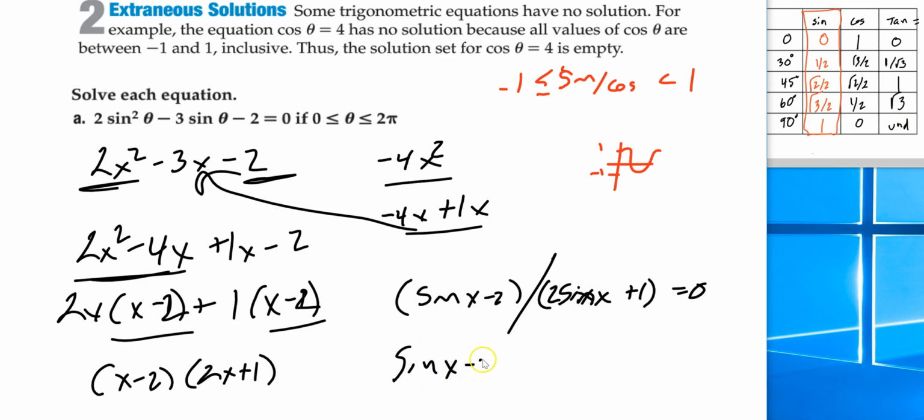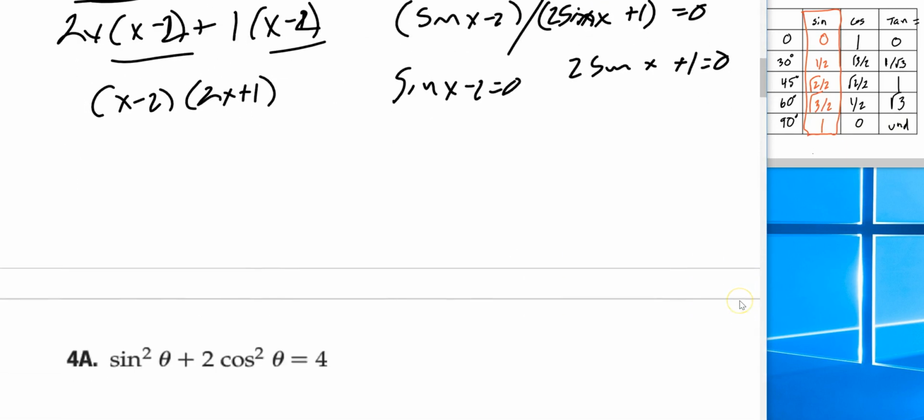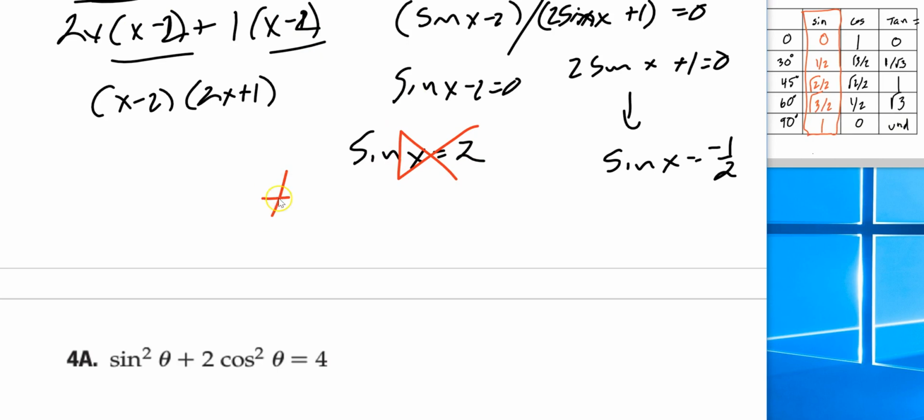Sine x minus 2 equals 0. 2 sine x plus 1 equals 0. So I get sine x equals 2. And then for this one, subtract 1, divide by 2: sine x equals -1/2. So sine x equals 2 you cannot solve. It's too big. You can try to, but it's not going to happen. Sine is between 1 and -1. Think of the sine graph, the fact that we're doing a unit circle. So you can't solve it, no solution.